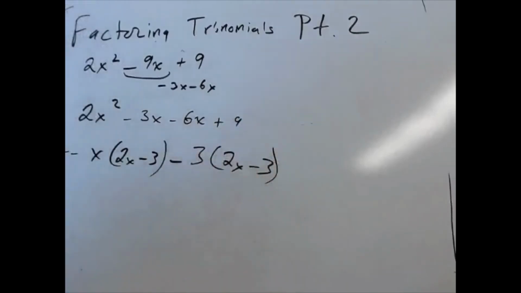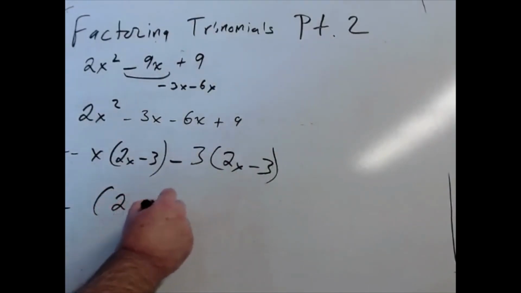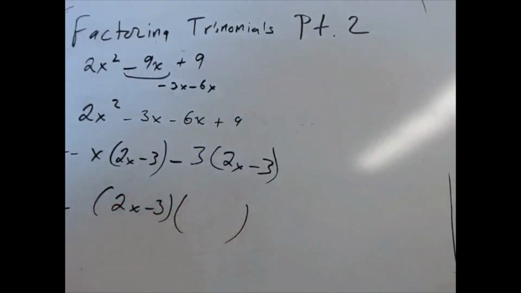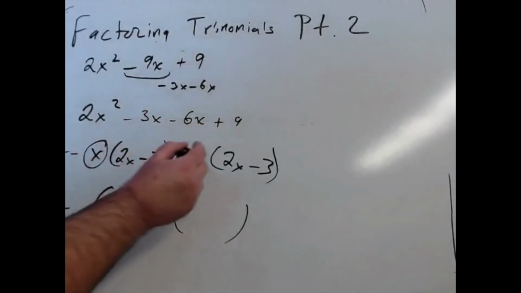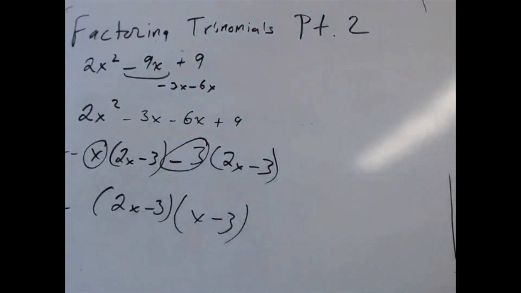So as you see, I have the same common bracket here. So I will write down that term, so 2x minus 3, sorry. And what's left over will be x minus 3 for the other bracket. Alright, so that's how you factor trinomials where the leading coefficient is not 1.